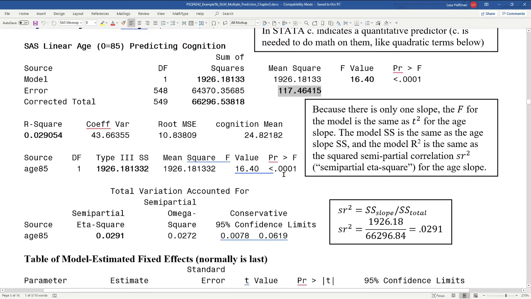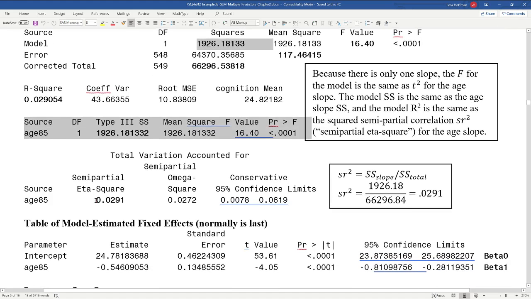I've included some extra output that I don't typically show just to make the point that the slope is the same thing as the model. So there's a table here that breaks down the sums of squares for every term in the model. 1926 is the sums of squares that is attributable to age, and that's exactly the same thing as what the sums of squares for the model is, because the one age slope is the model at this point.